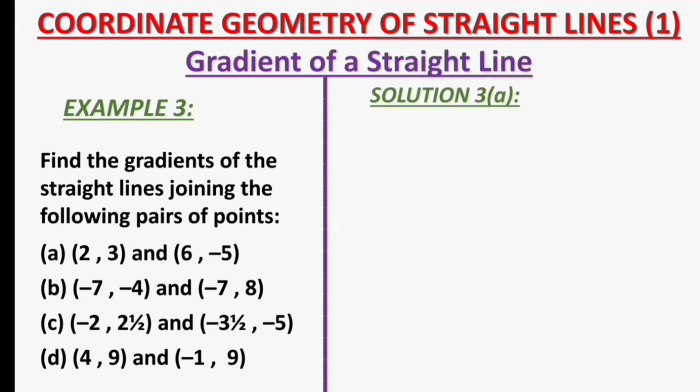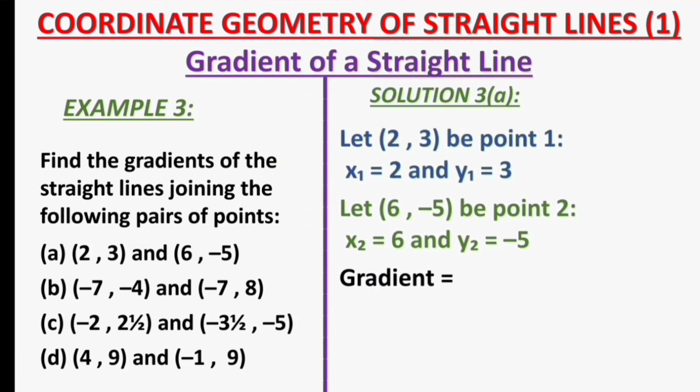Let's see the solution to example 3a. In example 3a, let the coordinates 2 and 3 be point 1. That means that x1 is 2 and y1 is 3. Also, let the coordinates 6 and minus 5 be point 2. That means that x2 is 6 and y2 is minus 5. Next, can you remember the formula for the gradient of a straight line joining the points x1, y1 and x2, y2? Let's see if you can.